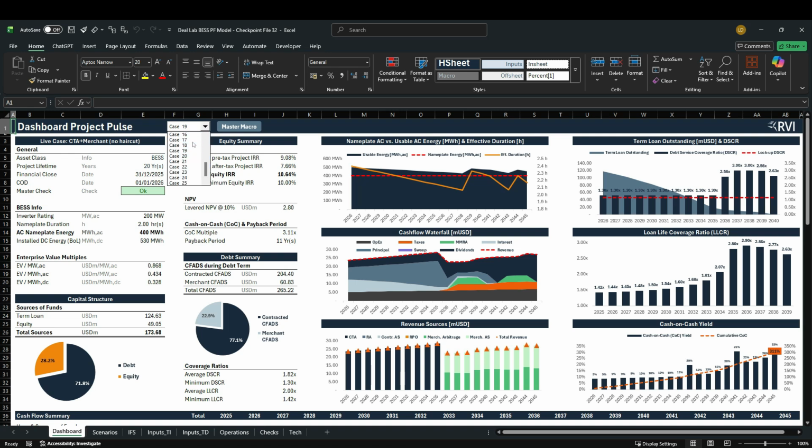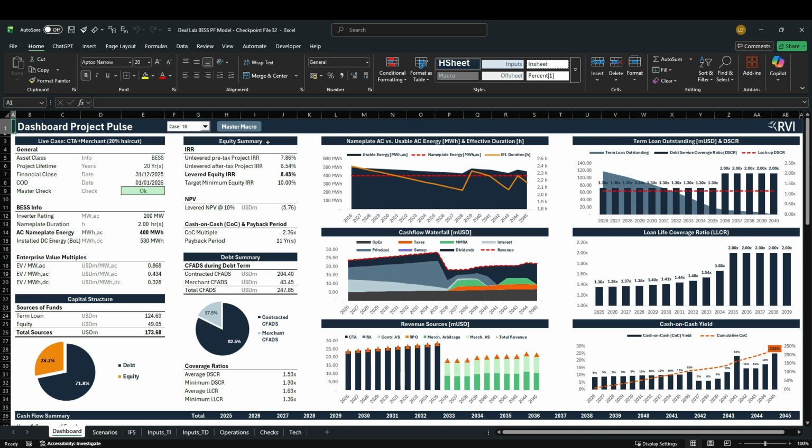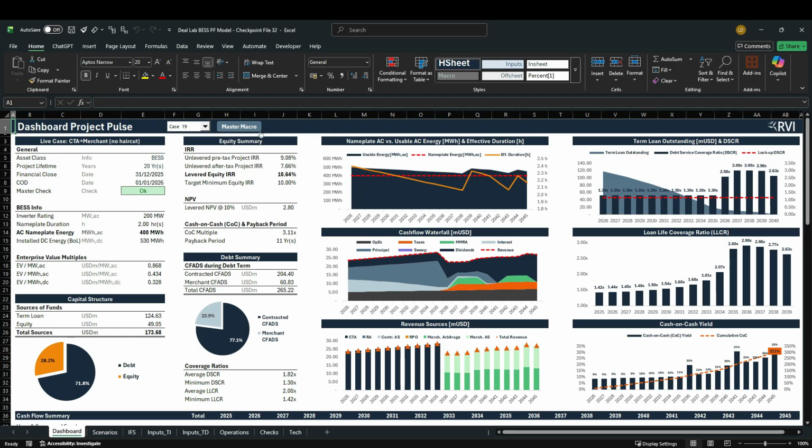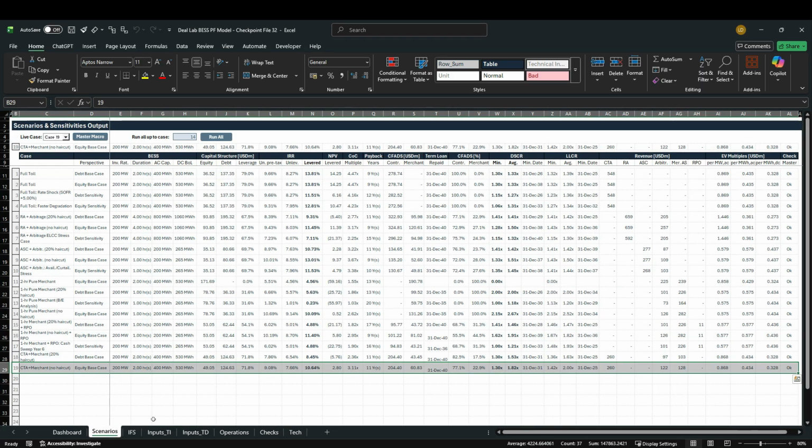Let's flip over to case 18 one more time to demonstrate this. Here you can see this is basically the lender assumption. Lenders are more conservative about merchant revenues, and from an equity standpoint, we are a little more confident, which means we still get a levered equity IRR above our hurdle at 10.64%. And these 10.64%, let's see how they compare in our scenarios output sheet.